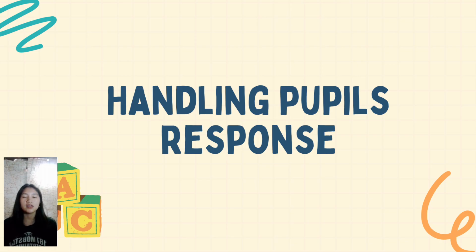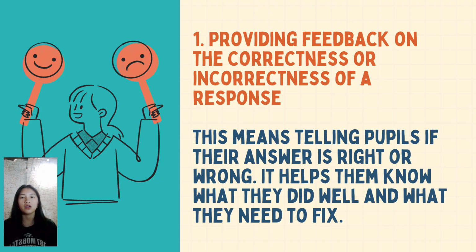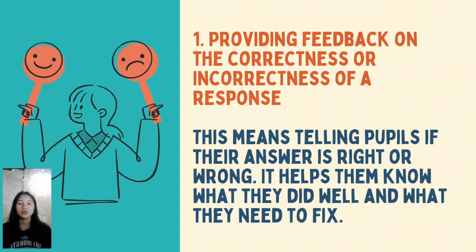So we have six types of handling the pupil's response. First, we have providing feedback on the correctness or incorrectness of a response. This means telling people if their answer is right or wrong. It helps them know what they did well and what they need to fix. So it is when the teacher tells the student if their answer is right or wrong. It lets the kids know if they did a good job or they need to fix something or work on more to become better.